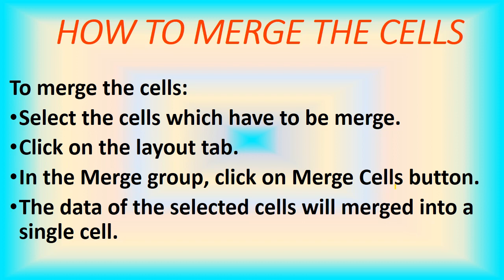First of all we have to select those cells which we have to merge, then click on the layout tab, then in the merge group we will click on the merge cells button, and then the selected cells will be merged into a single cell. However many cells you select, all of those will be merged into a single cell. Understood? Now I will show you the pictures.